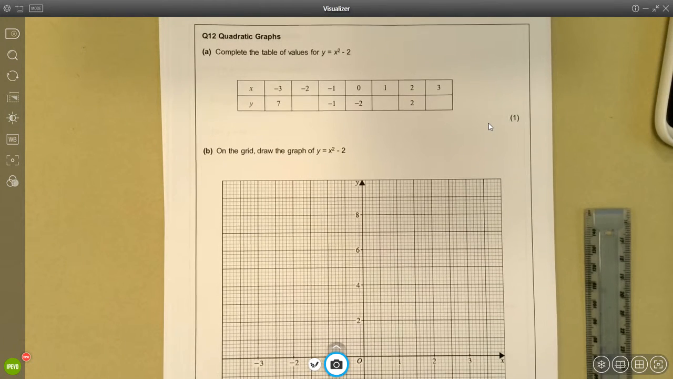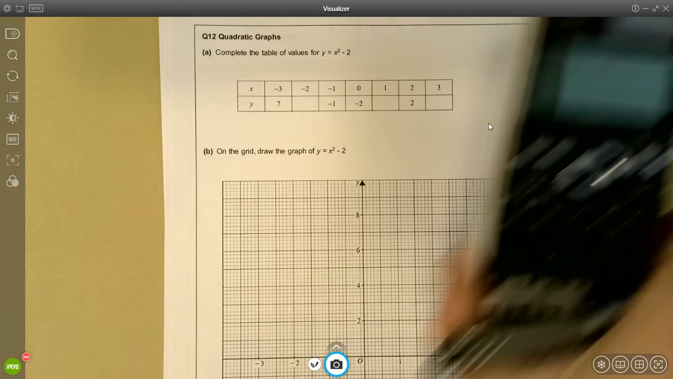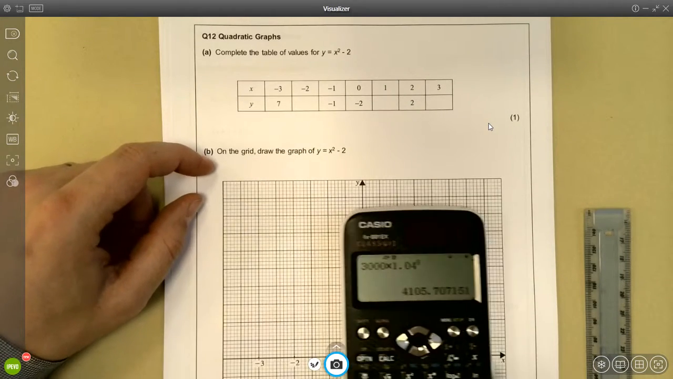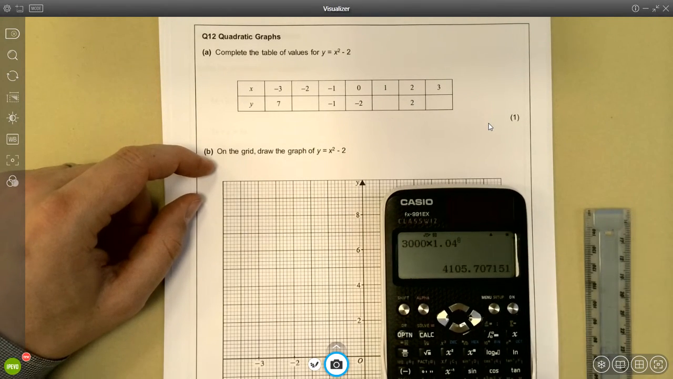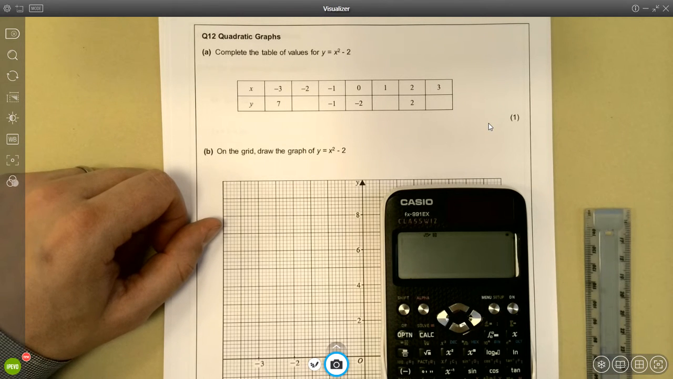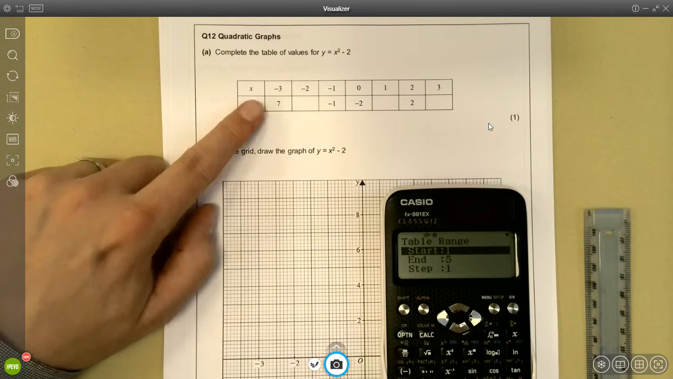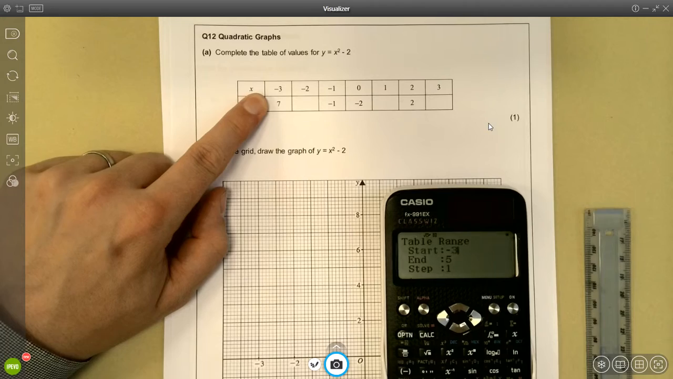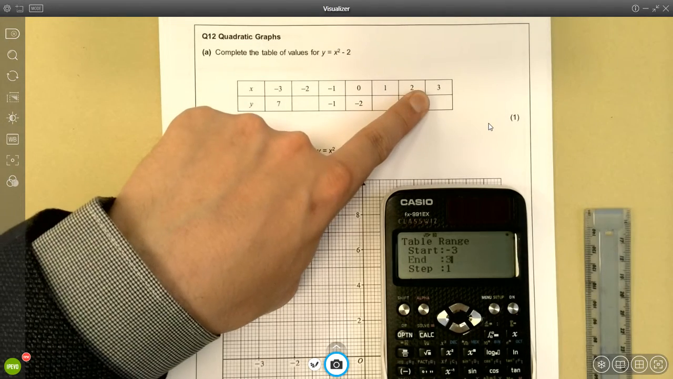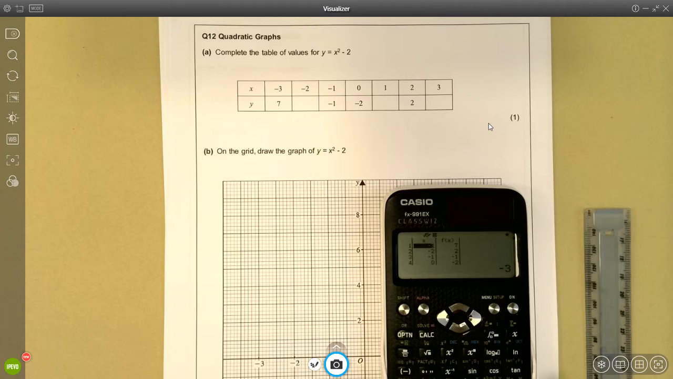Okay, question 12. This is where, at this stage, I would say it's worth learning the table function. So it's slightly different on yours, but you can put table function in. I think it's option 2 or 3 on your calculator. Put in the function, so it's x squared minus 2. It's not the same on yours. Ignore that one. We're going to start at minus 3. We're going to end at 3. And we're going to go up in ones. And it's done it for me, look.